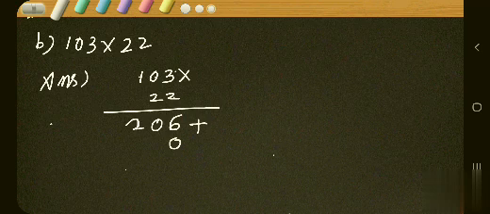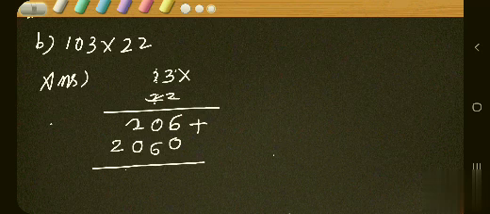Now we can multiply this 2 into these three numbers. 2 into the first number 3. 2 3s are 6. The answer should be written like this. 2 into 0, 0. And this 2 into this 1, 2 ones are 2. And add.